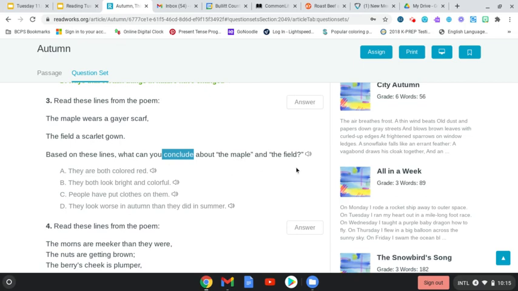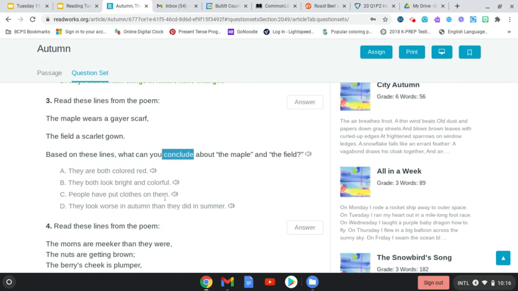So what can I conclude about the maple and the field? Okay. It's asking me about the maple and the field. The maple wears a gayer scarf. So the maple is starting to look a little bit different and has, like I said, a prettier amount of colors with the leaves. And the field a scarlet gown, so that means the field is covered in this beautiful red color. So let's take a look here. A, they're both colored red. Well, this doesn't mention being red. This one does, but that one doesn't. So I don't think that's right. They both look bright and colorful. That could be a good answer because they are talking about being more colorful and more beautiful to look at.